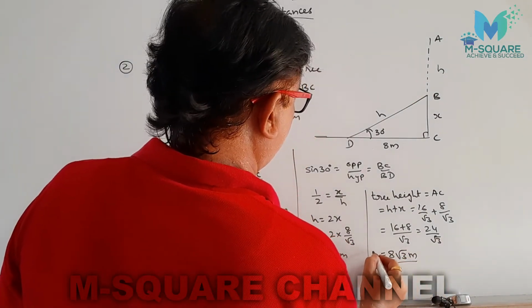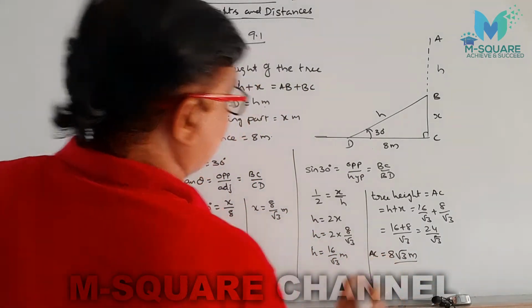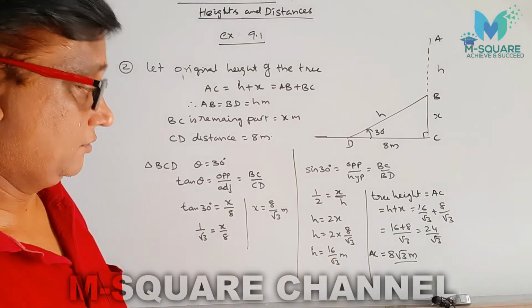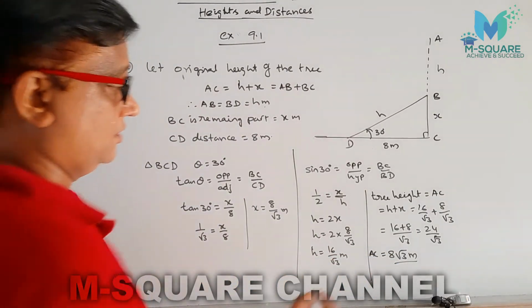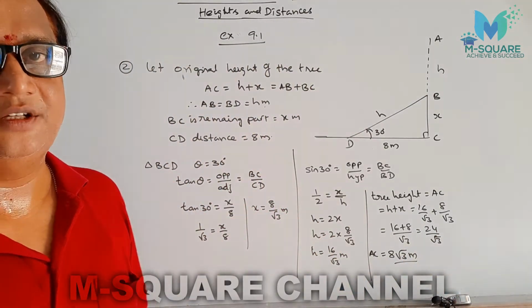You can convert root 3 as 1.732, so 8 into 1.732, and we get the answer. You can write 8 into 1.732, and the remaining answer will come.